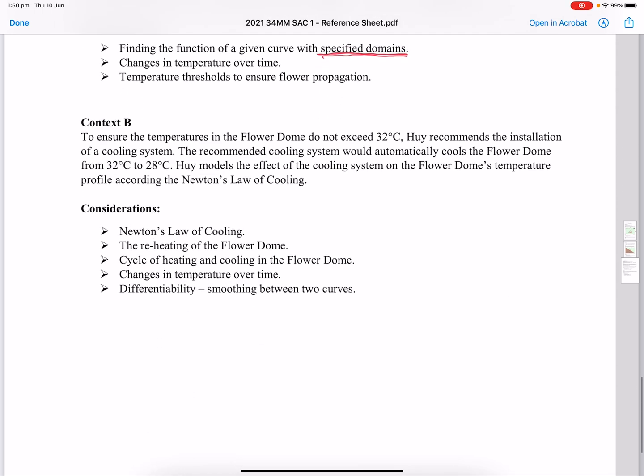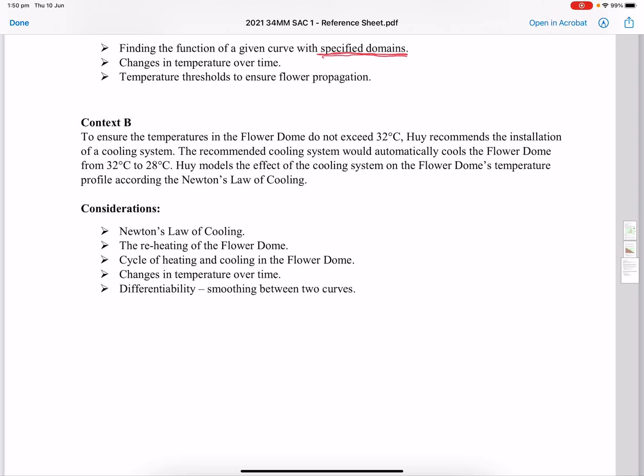Context B is to ensure the temperatures in the flower dome do not exceed 32 degrees Celsius. Hui recommends the installation of a cooling system. The recommended cooling system would automatically cool the flower dome from 32 to 28 degrees Celsius. Hui models the effect of the cooling system on the flower dome's temperature according to Newton's law of cooling. So you might want to go home and do some investigation on Newton's law of cooling. There is going to be a reheating factor in the flower dome.